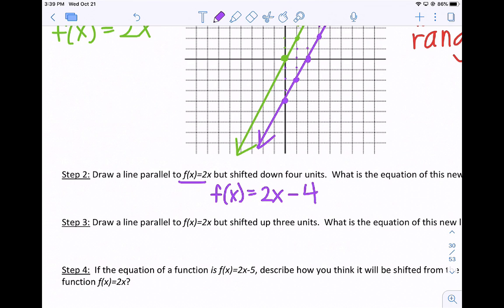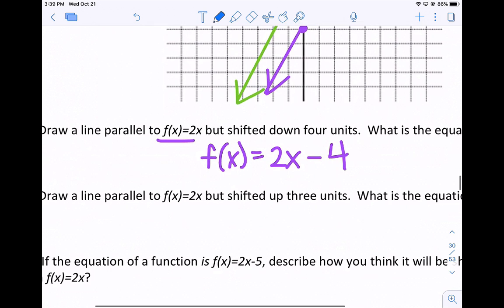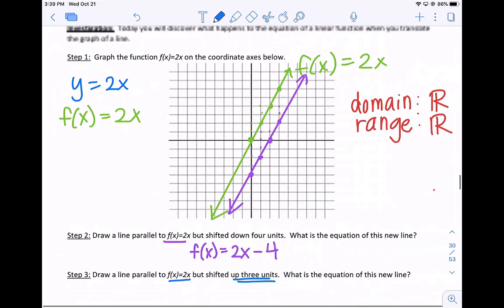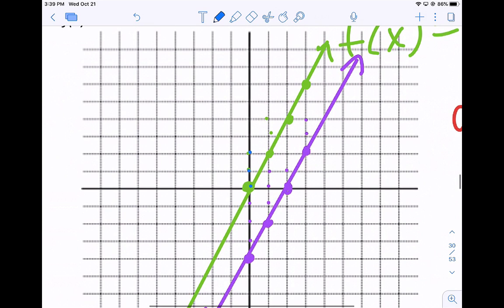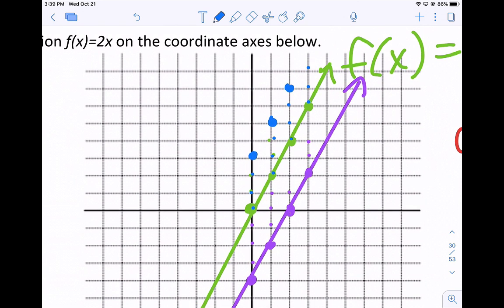Let's try the next one. I'll change colors here. Draw the line that's parallel again to our original or parent function, f of x equals 2x, but it's shifted up 3 units. All right, so again, I'm going to start with the original function, the green, and go up 3 this time. So all I'm doing is taking every point and going up 3. And I'm going to draw that line.